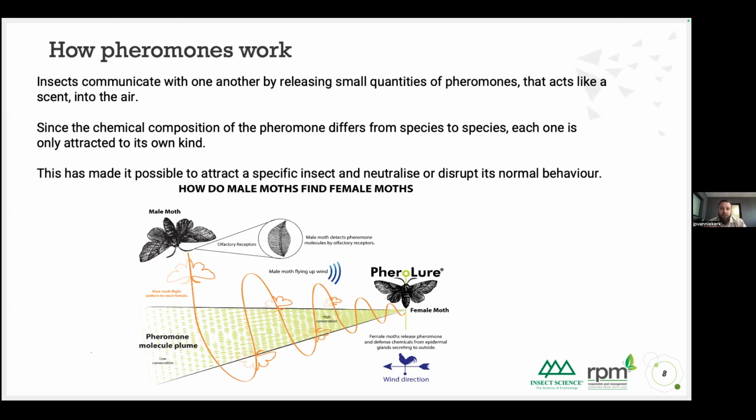Insects communicate with each other by releasing small quantities of pheromones, which act as a scent in the air to attract them to each other. Each pest has a specific pheromone which they give off. So FCM will only attract FCM, fruit fly will only attract fruit fly. We can use this to our benefit in order to attract the specific pest that we want to monitor. And with that, we can also neutralize or disrupt the normal behavior of the pest with its own pheromones, or the way they communicate with each other.